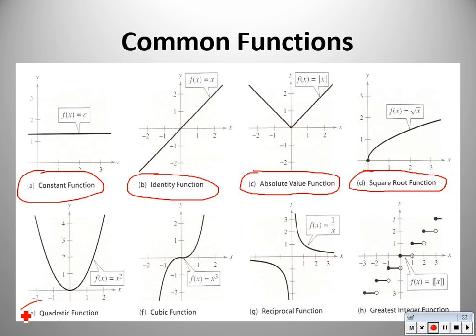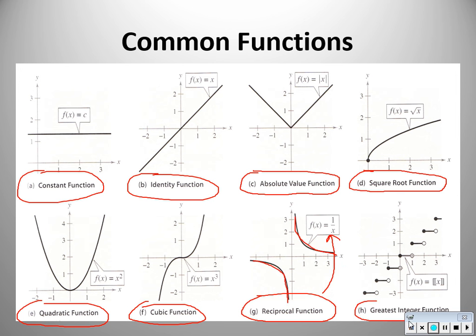We have the quadratic function, which is a U shape. You have the cubic function, which is a chair shape. Then you have the reciprocal function, y equals 1 over x, and you have the two curves for each of those pieces there. And then you have the greatest integer function, which is otherwise known as the step function.